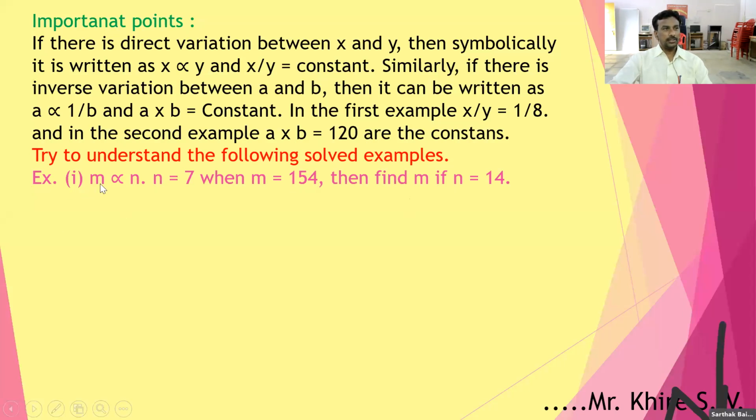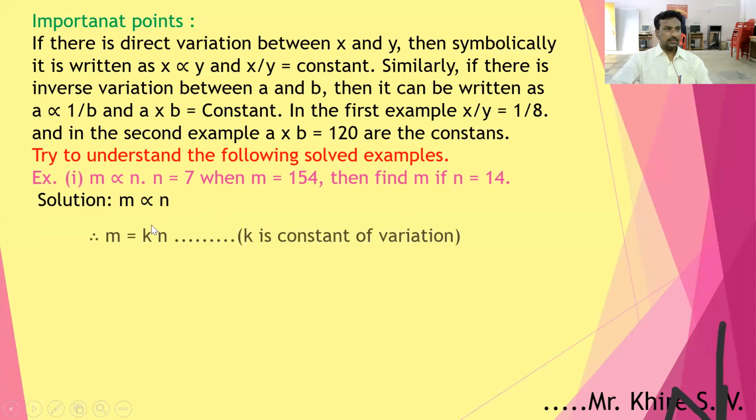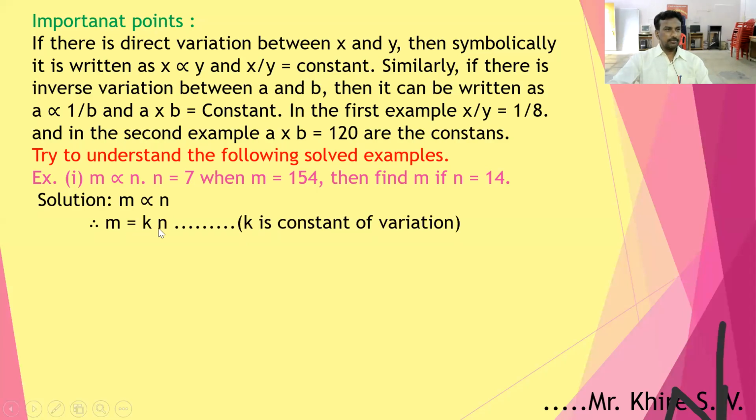First example: m is directly proportional to n. If n is equal to 7 when m is equal to 154, then find m if n is equal to 14. Now we will solve this example. Solution: m is directly proportional to n, it is given. It means m is equal to kn, because k is the constant of variation. Or m upon n is equal to k, which means m is equal to k into n.